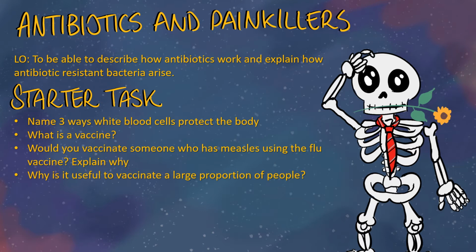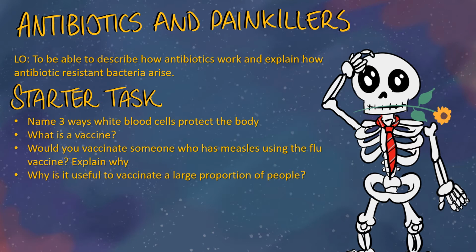What is a vaccine? A vaccine is a way of getting immunity to a disease where they inject you with a weakened form of the disease so that your body builds up antibodies and resistance to it. Number 3, would you vaccinate someone who has measles using the flu vaccine? Explain why. No, you wouldn't, because antibodies are very specific to each pathogen. The measles antibody will only destroy the measles pathogens. The flu antibodies will only destroy the flu pathogens.